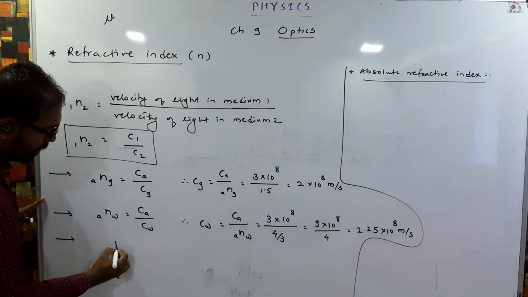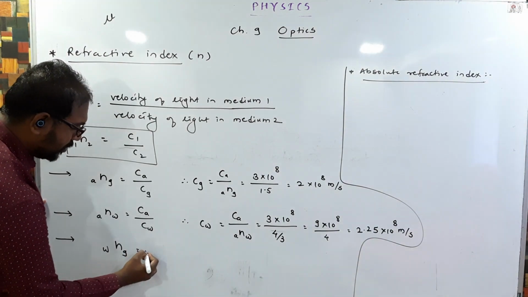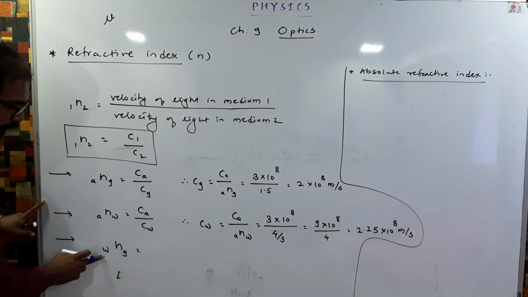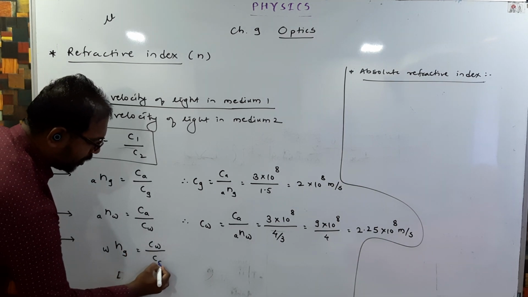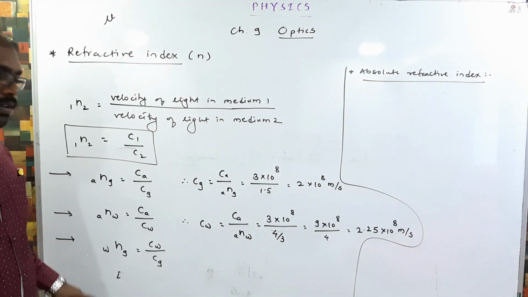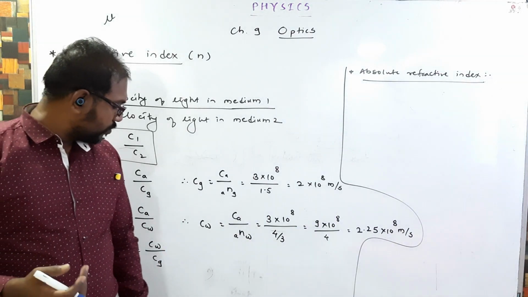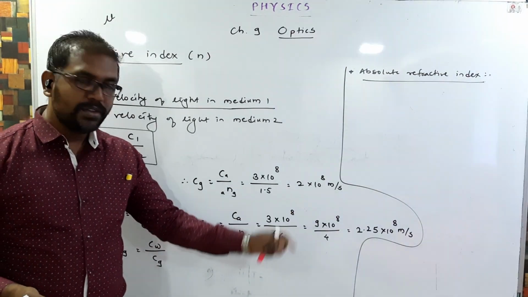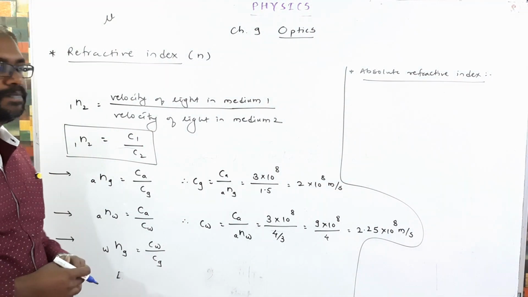For example, refractive index of glass with respect to water, we can write as the velocity of light in this medium divided by this medium. So velocity of light in water divided by velocity of light in glass. So this is the refractive index of glass with respect to water. And you know the velocity of light in water and glass. You can use these values to find the refractive index of glass with respect to water.